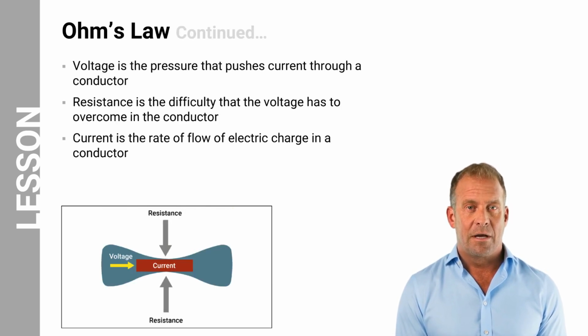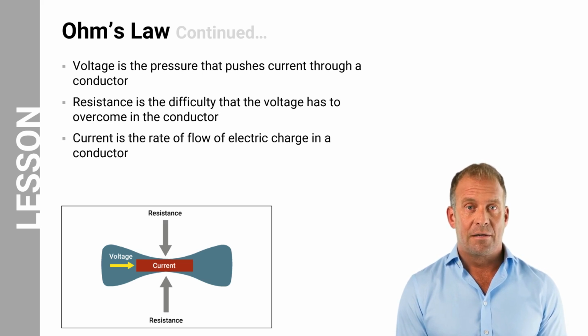Understanding the dynamics of electricity involves grasping the essential concepts of voltage, resistance, and current. Voltage, sometimes referred to as electromotive force, can be pictured as the pressure that drives current through a conductor as depicted in the image. It represents the potential energy difference between 2 points in a circuit.